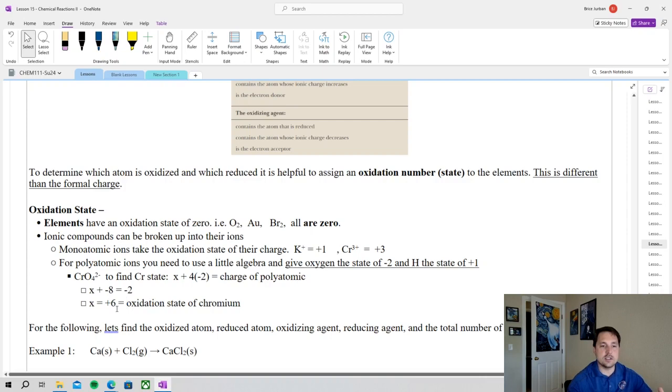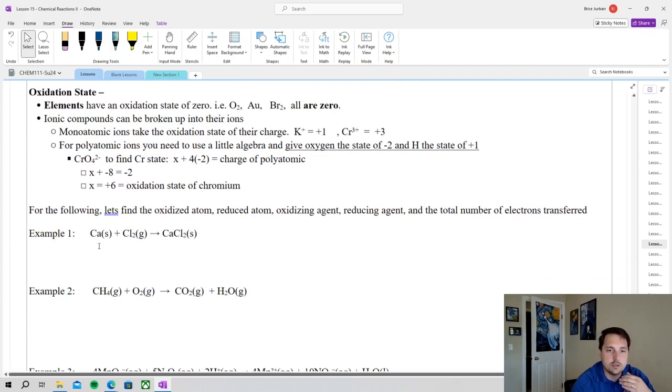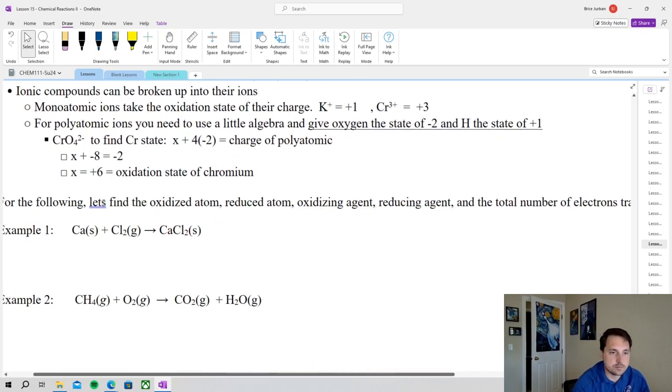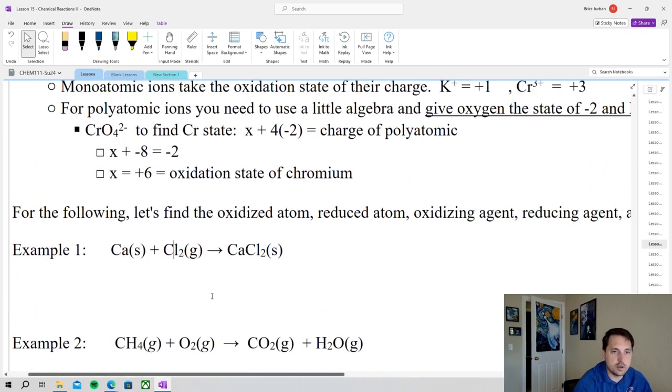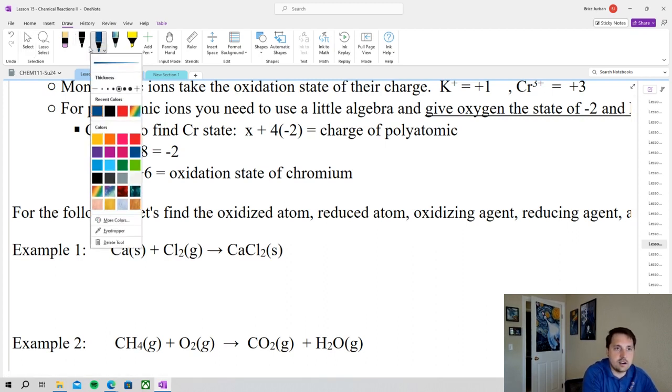And what we're going to then look at is how that oxidation state changes over the course of the reaction from the left to the right side. So what we want to do for these examples is find the oxidized atom, find the reduced atom, and we'll also talk about the oxidizing agent and reducing agent. And I want to know what the total number of electrons that are transferred are. So to start off with this one, we have calcium and chlorine, which are both elements. So these are going to have oxidation states that are 0.